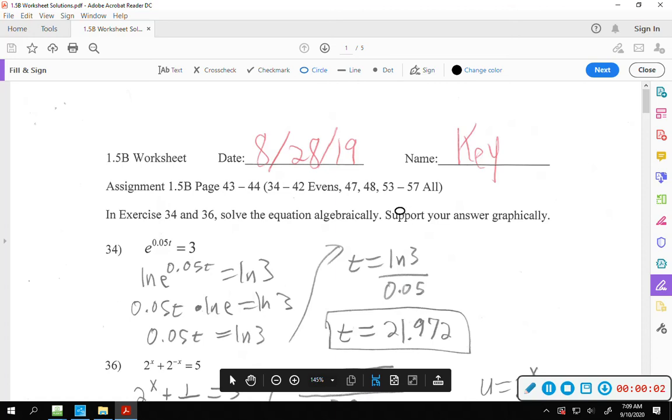Okay, this is a recording of the 1.5B worksheet. Again, don't pay attention to the date. We start out with problem number 34, in which we're just solving an exponential equation.